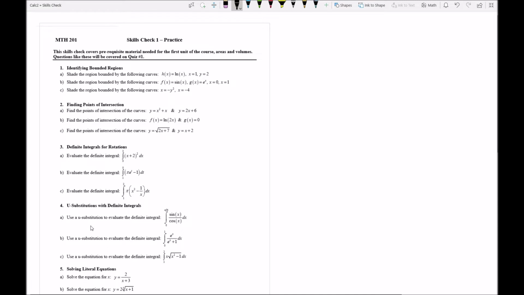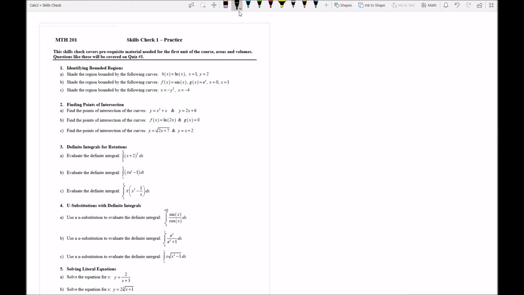Again, all of these are going to be skills that we should already possess, but of course, you may forget some things from time to time, or maybe be a little bit rusty. So we're going to go ahead and take a look at each one of these different categories by going through just a couple of these questions.